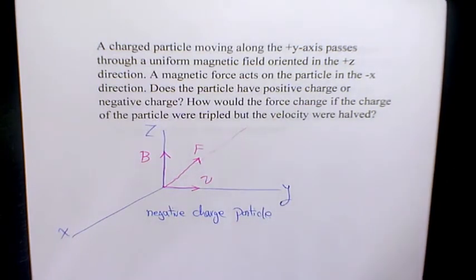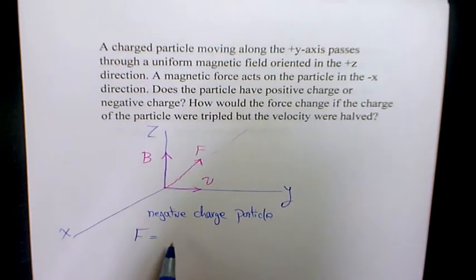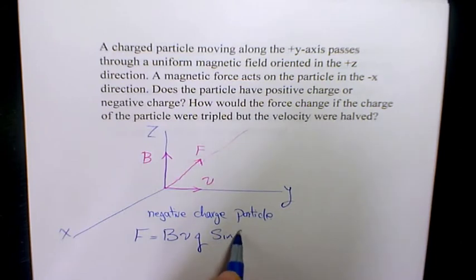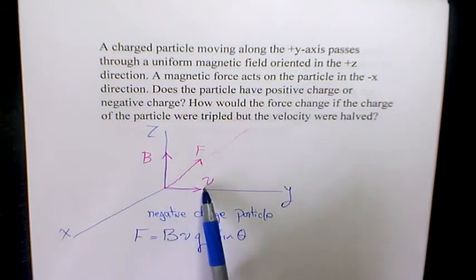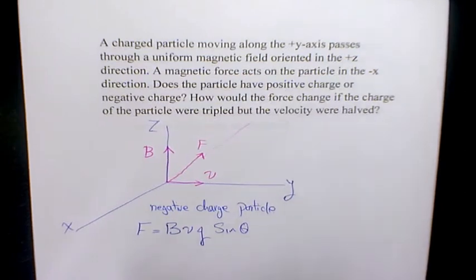And it says, how would the force change if the charge on the particle were tripled but the velocity were halved? What's the relationship between magnetic force and magnetic field strength, velocity, and charge of the particle? This is the formula we have. Sine theta is going to be 1 because B and V are perpendicular, so it's sine 90, and sine 90 is 1.